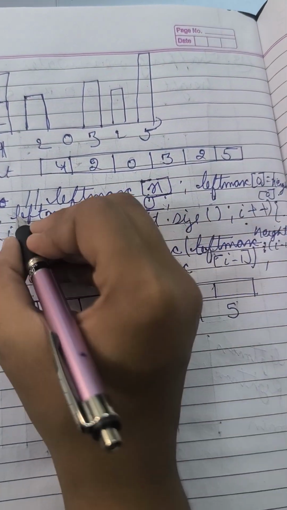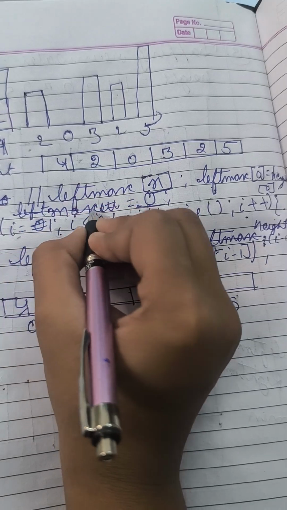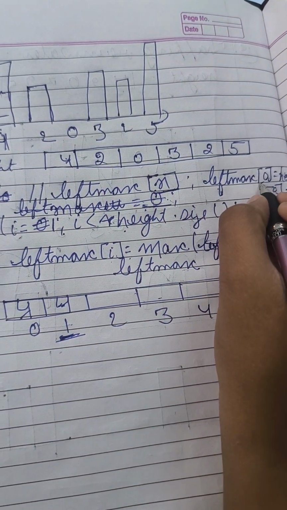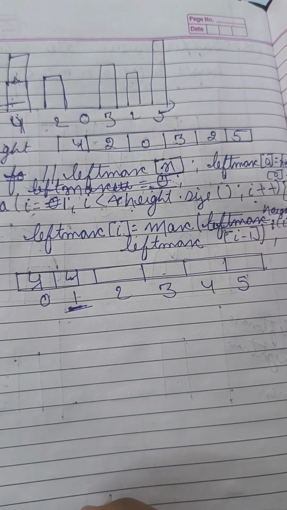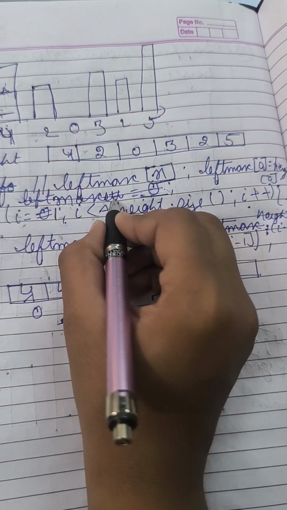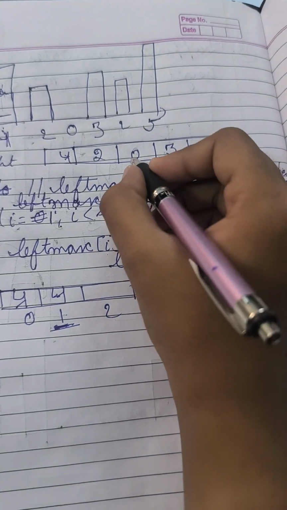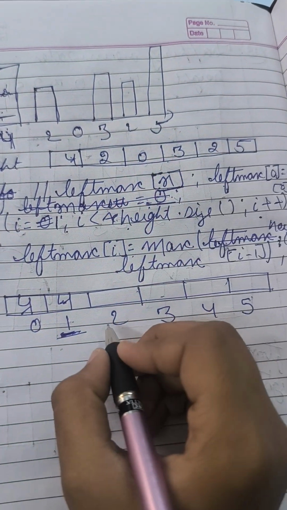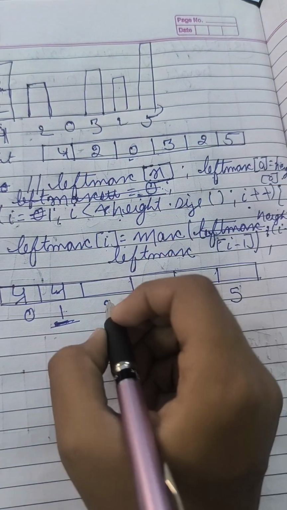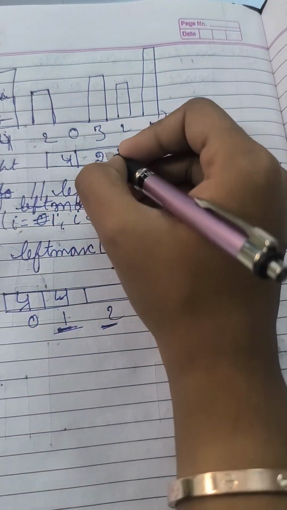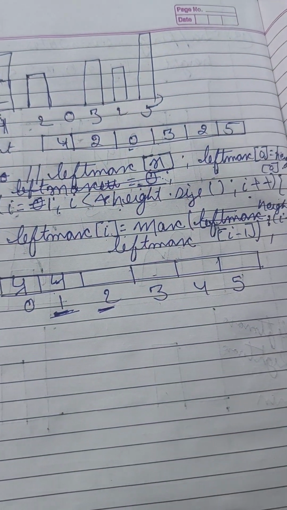And I'm so sorry guys, here we do not need to declare any left max 0. What I was trying to do over here is create the array. I'm so sorry, by mistake I said that it's a variable. Now moving towards the third element, for this element I have to take maximum of left max I minus 1 and height I minus 1.